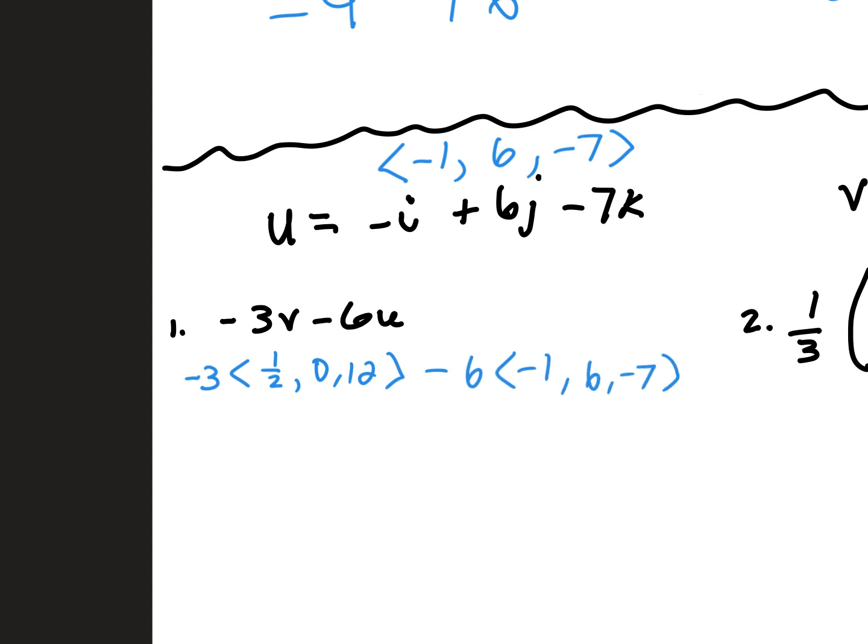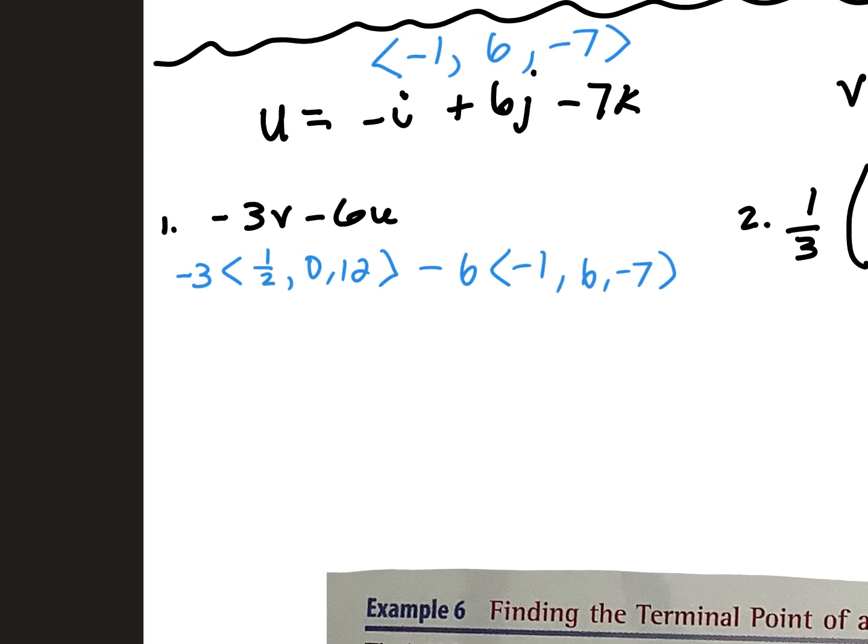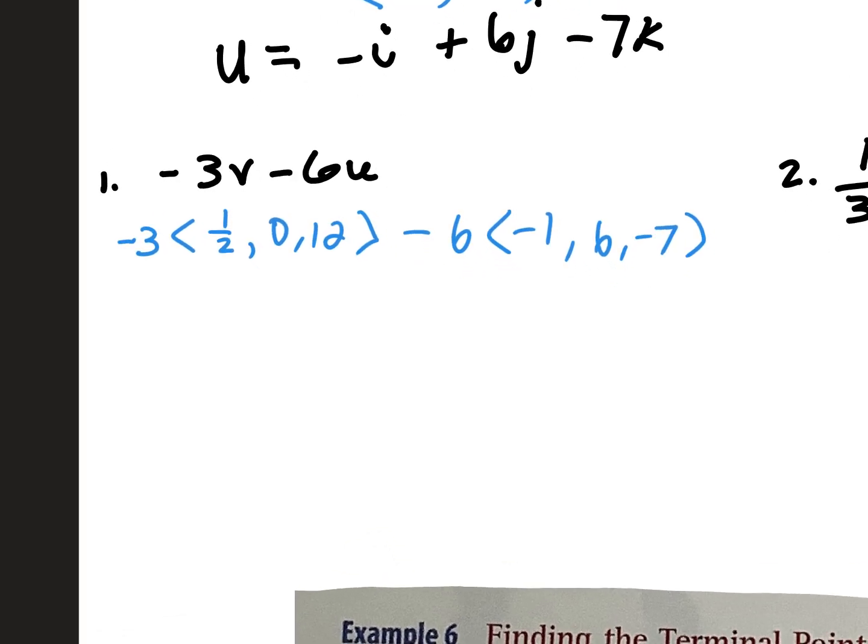Now, I told you guys before, there's a bunch of different ways to do this. I personally am going to distribute -3. I'm going to distribute -6. And then I'm going to add them together. Some of you like to keep that negative there, distribute the 6, and then change all the signs. I don't like to do that. So I'm going to say first, -3 into 1/2 is going to give me -3/2, right? What's -3 times 0? 0. And then what's -3 times 12?